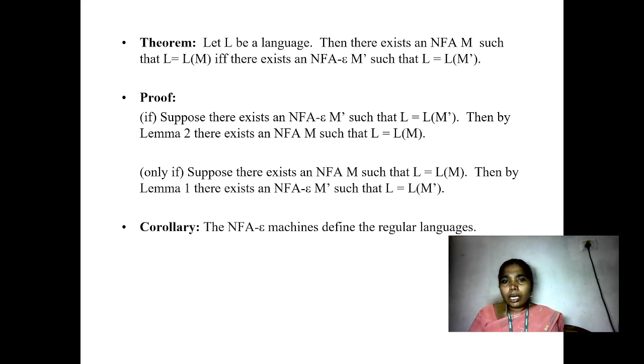So what is the corollary? NFA epsilon machines define the regular languages. You all know that regular languages come under finite automata. That is, all regular languages can be designed by finite automata, which are basically of two types, NFA and DFA. Now an NFA with epsilon transitions, we call it an epsilon NFA.